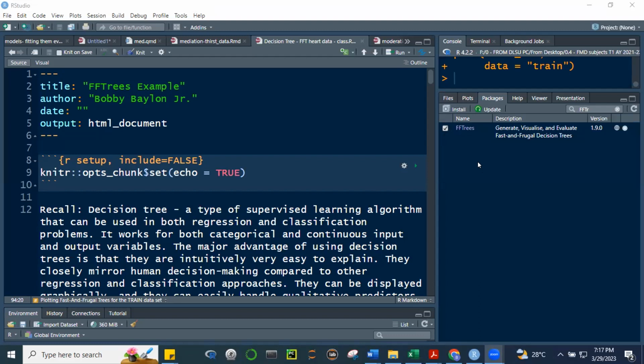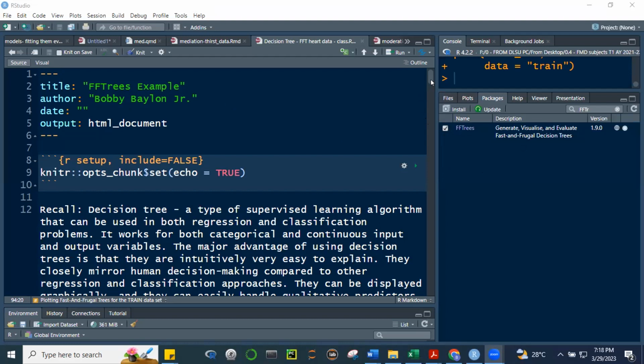Today we're going to continue our discussion about machine learning, and we're going to use a particular package called FFTrees, which is fast and frugal trees. Okay, as the name suggests, medyo mabilis yung pag-process nito. At saka frugal, ibig sabihin nun, medyo kuripot or medyo matipid sa mga attributes na ginagamit.